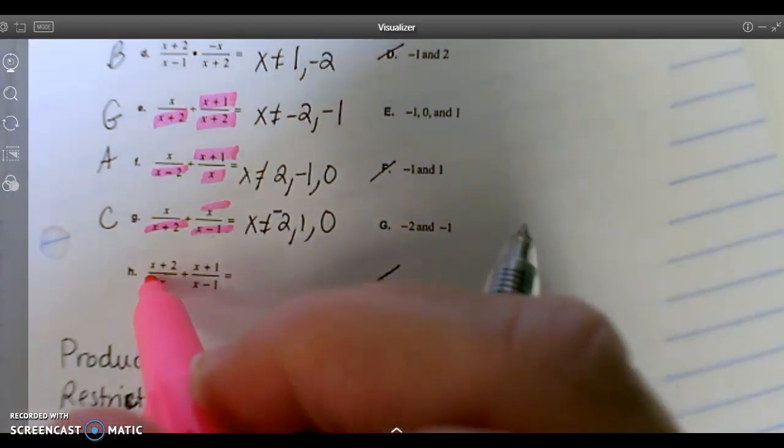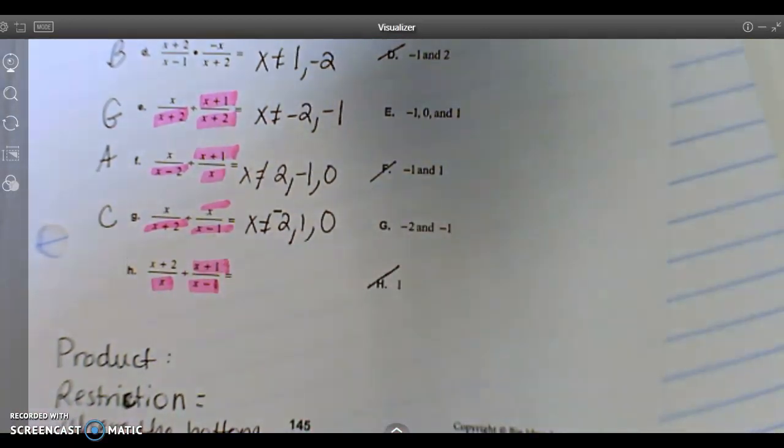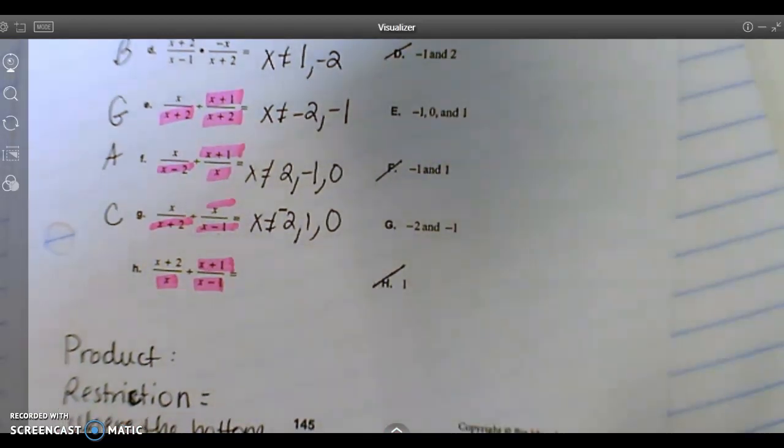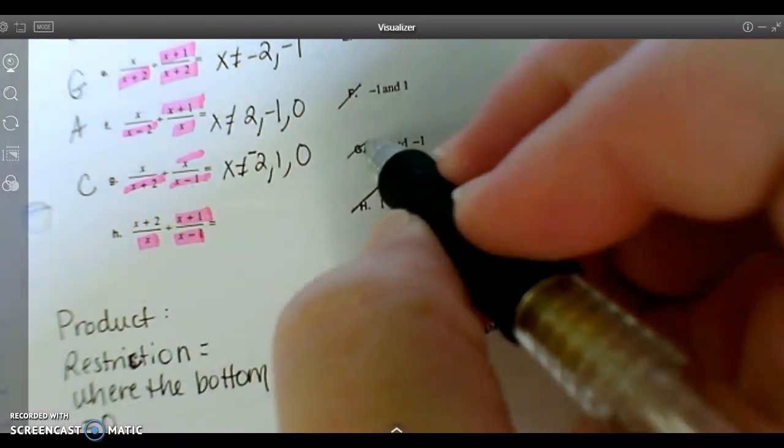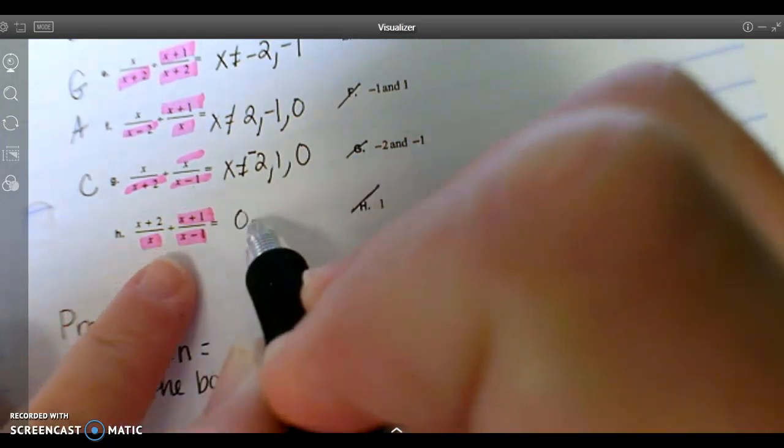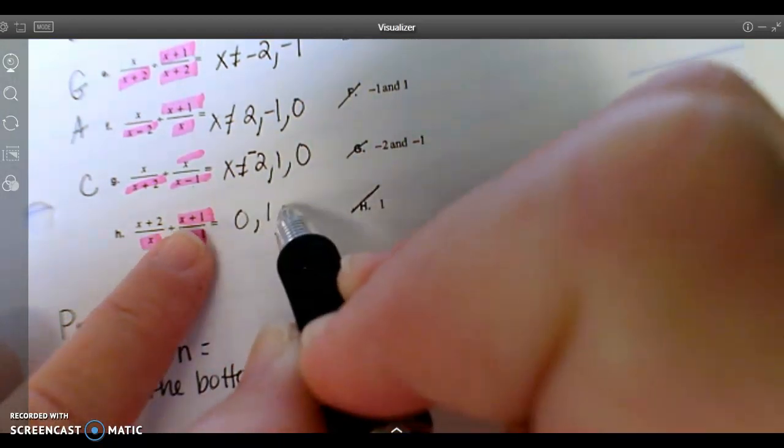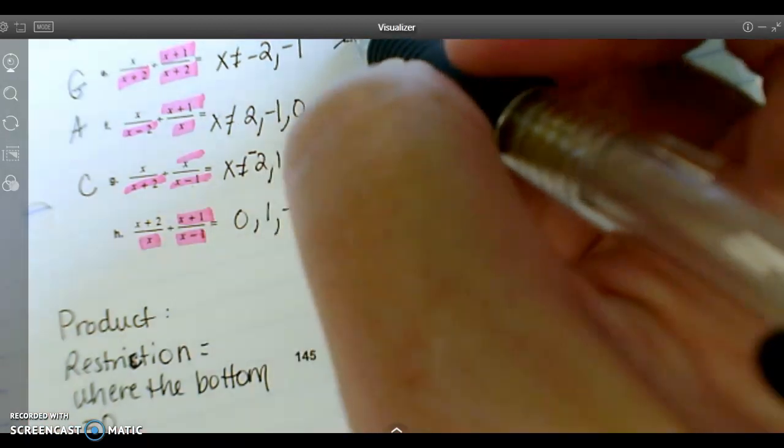And then the last one, I think I forgot to mark that off earlier. This one is 0, 1, and -1, which is E.